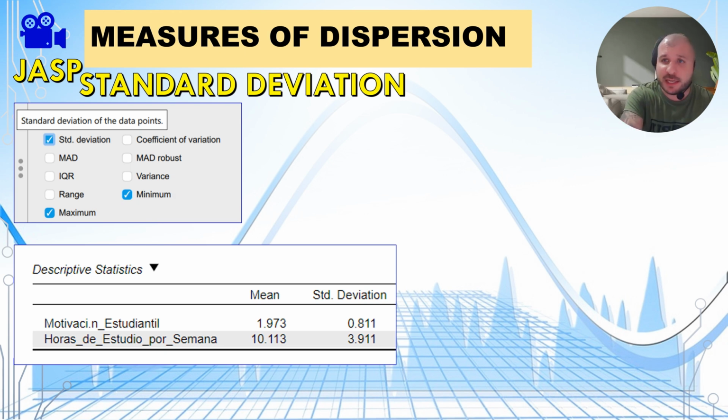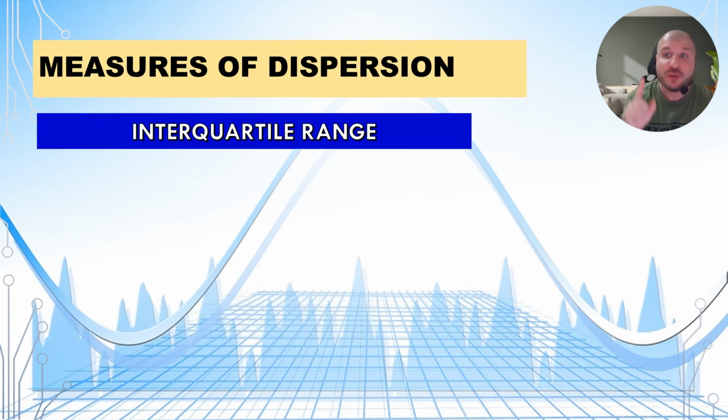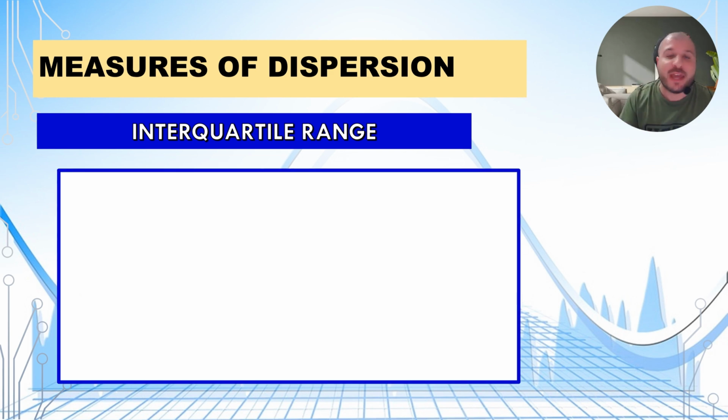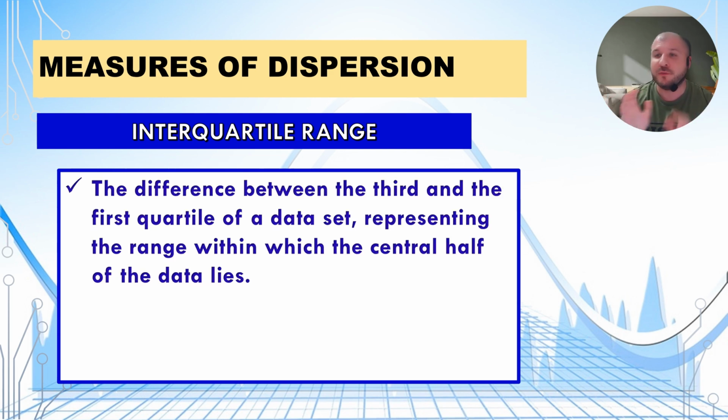Okay, this is in the case of standard deviation. But what happens when, for example, our data is not normally distributed and we want to include a measure of dispersion? In that case, we use the interquartile range, IQR, right? That's the acronym. So what is that? That's the difference between the third and first quartile of a data set, and it actually represents the range within which the central half of the data lies.